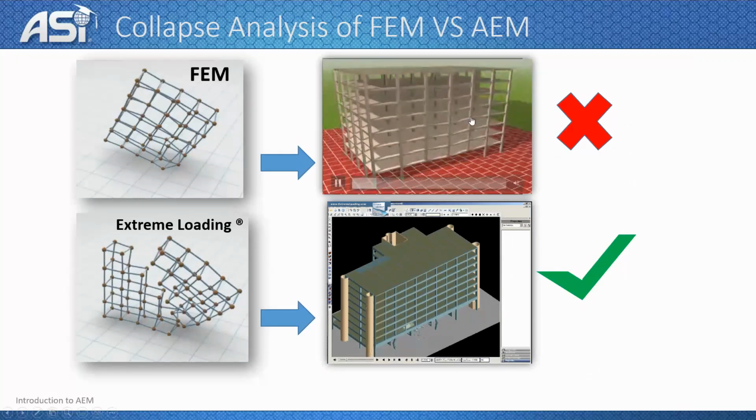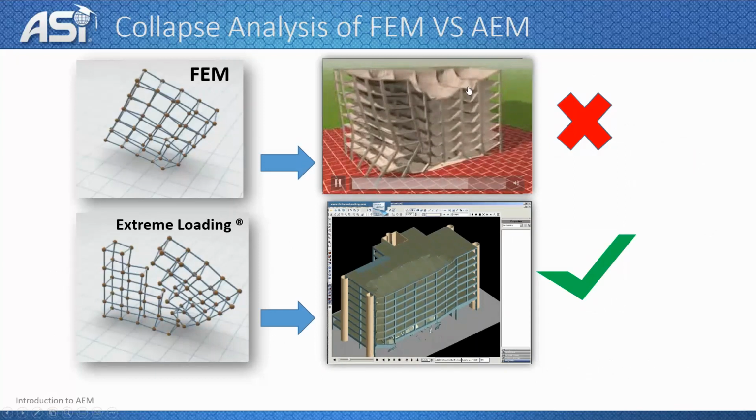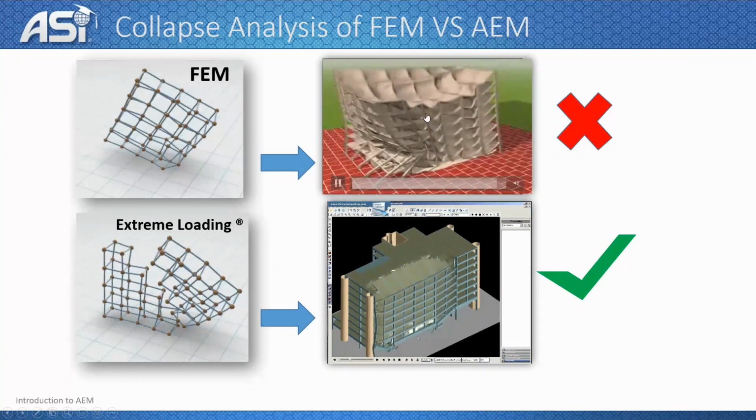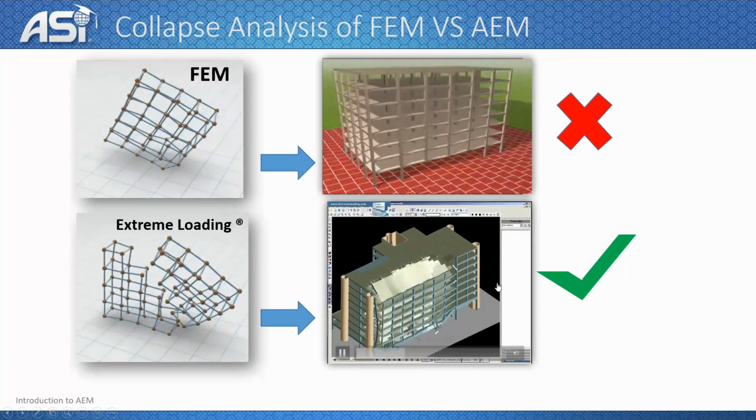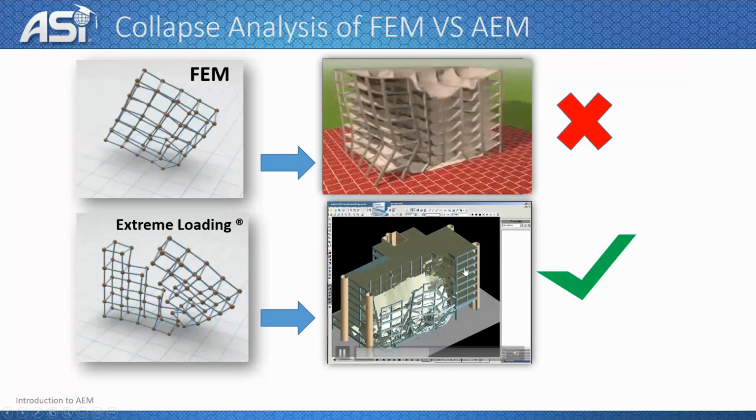Finally, this is what you get when you are doing finite element analysis for a collapse case. Everything behaves like rubber because elements cannot be separated from each other. While this, what you can see here, is what you get if you are using the applied element method or Extreme Loading for Structures software.